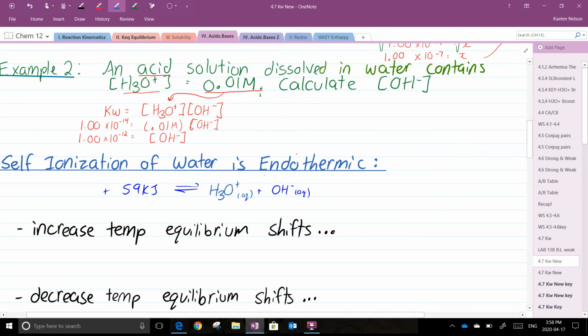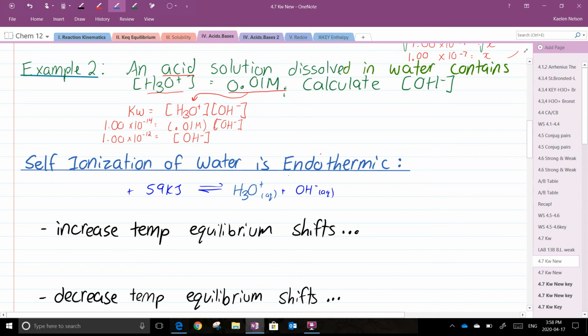Okay, self-ionization of water is endothermic. Oh, I lost a little bit of my equation here. This should read 2H2O plus 59 kilojoules makes H3O plus OH. So it is endothermic, which is shown here by my heat term on this side.